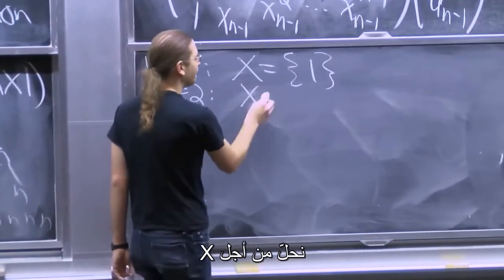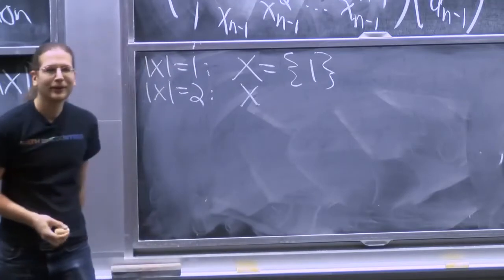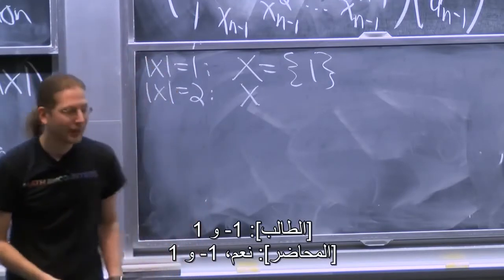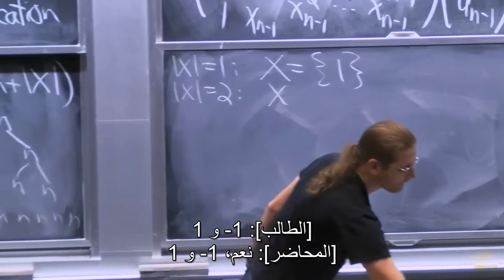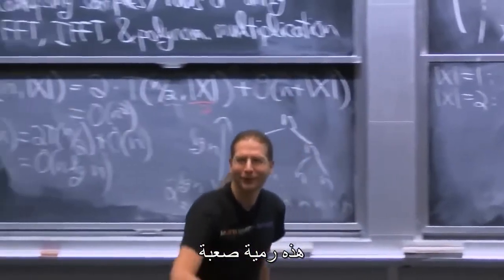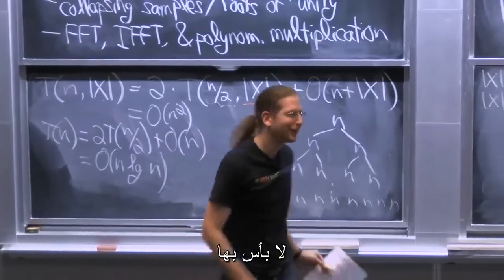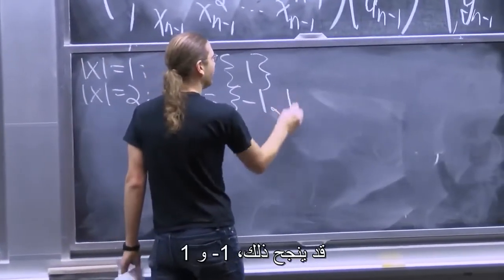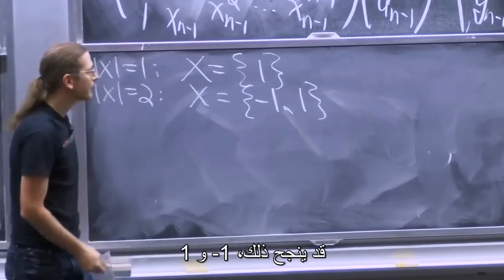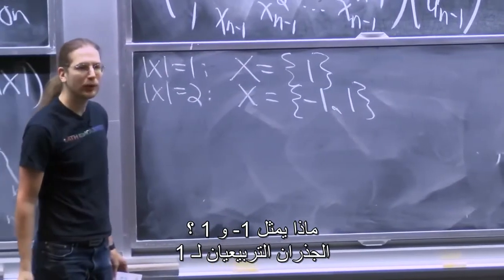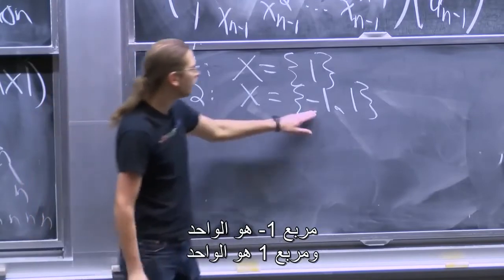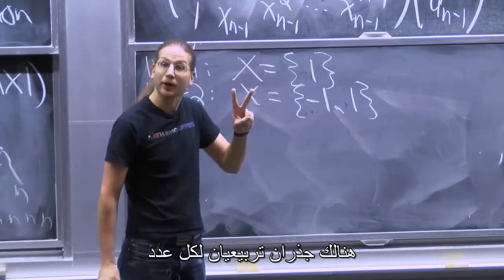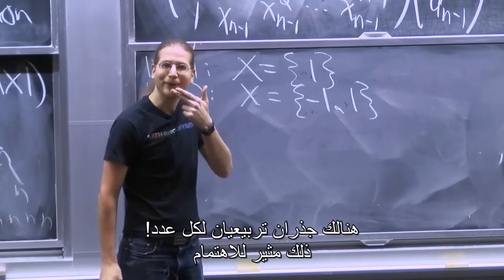Solve for x. Yeah? Negative 1 and 1. Not bad. Good catch. Negative 1 and 1. That could work, right? What are negative 1 and 1? They are the square roots of 1, right? Negative 1 squared is 1. 1 squared is 1. There's 2 square roots for every number.